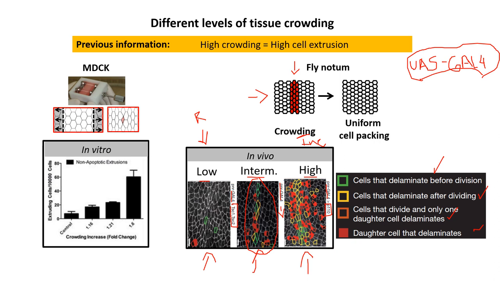Okay, so the conclusion of this slide: they just found, using different tools, a similar conclusion, that different levels of crowding will produce different levels of delamination or extrusion, okay? And which experiment is better?